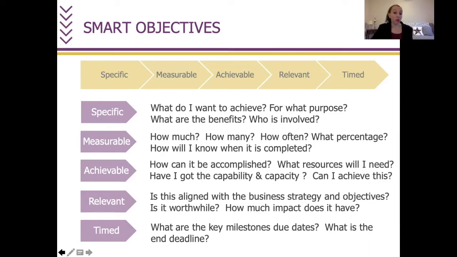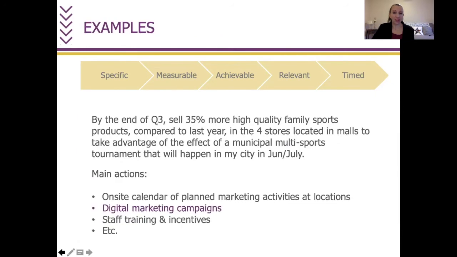I'm going to share with you an example of a perfectly good objective. I said to you it didn't have to be written down in one sentence, and unfortunately it is here, well, maybe fortunately. So here is a good example. By the end of Q3, sell 35% more high quality family sports product compared to last year in the 4 stores located in malls to take advantage of the effect of a municipal multi-sport tournament that will happen in my city in June, July.